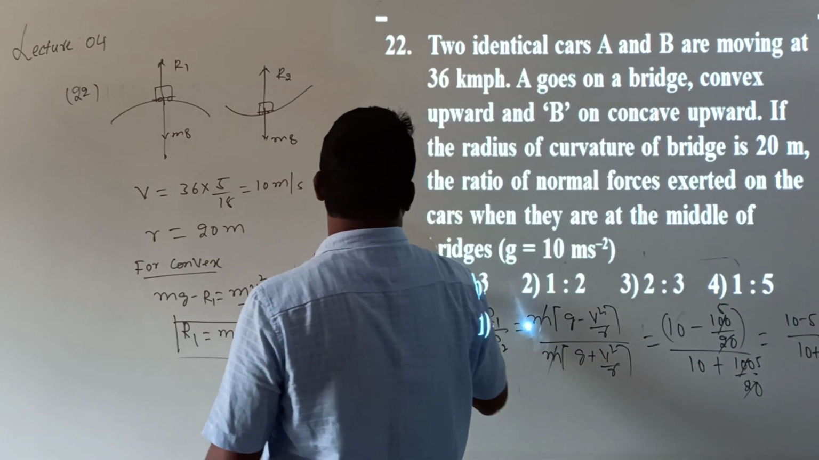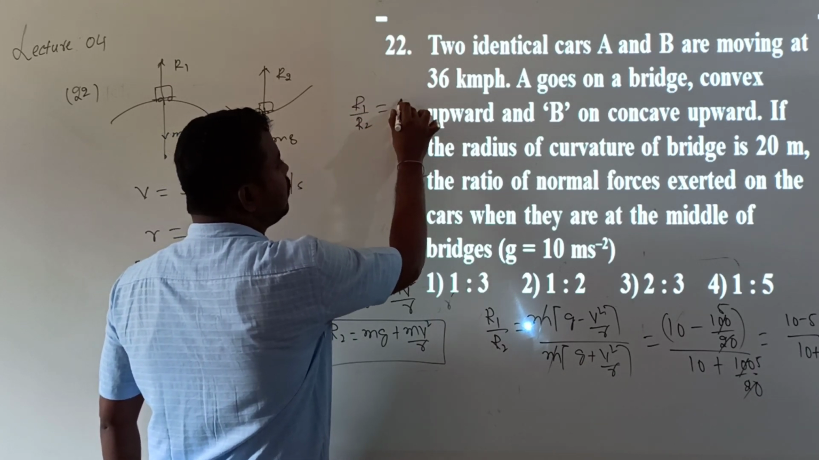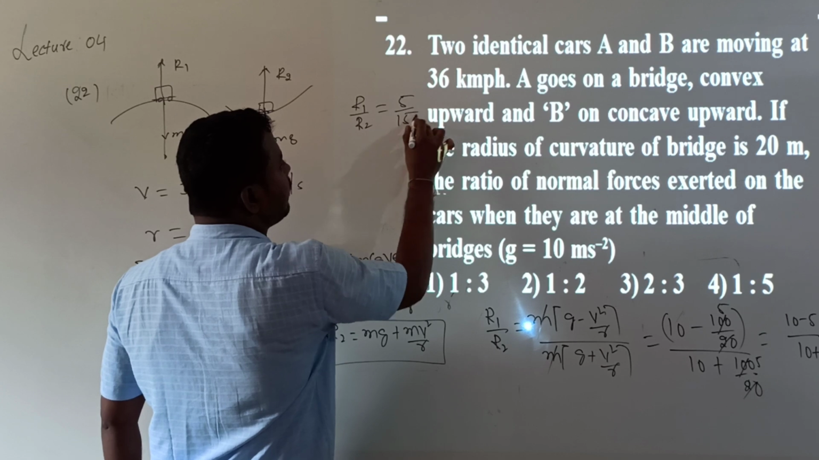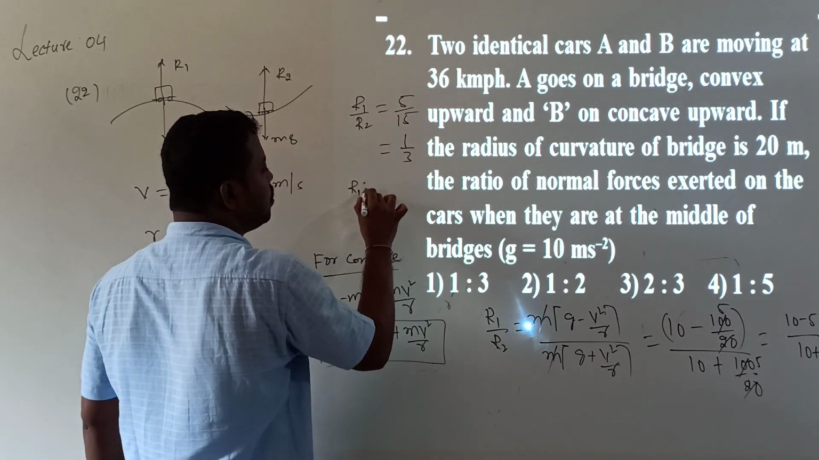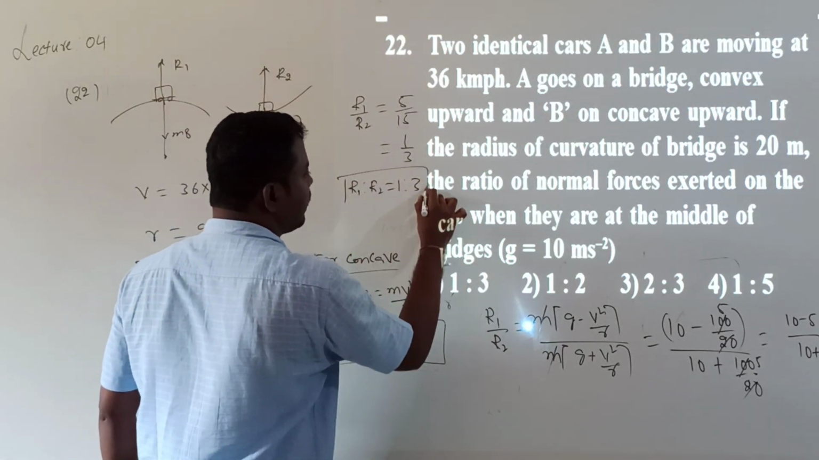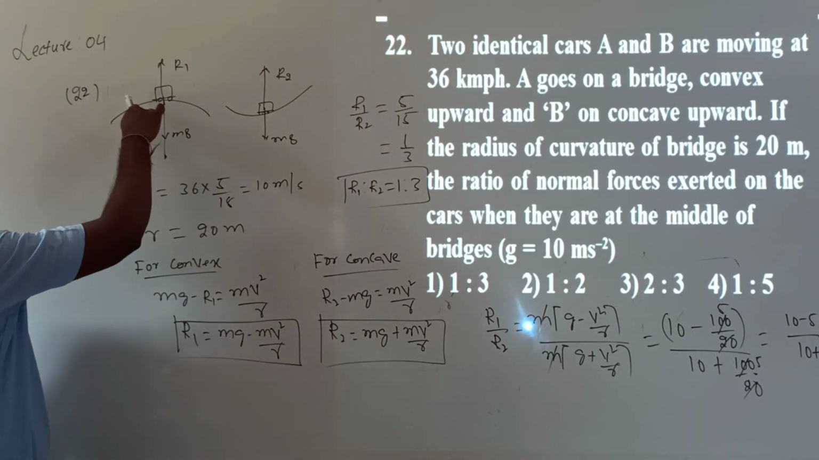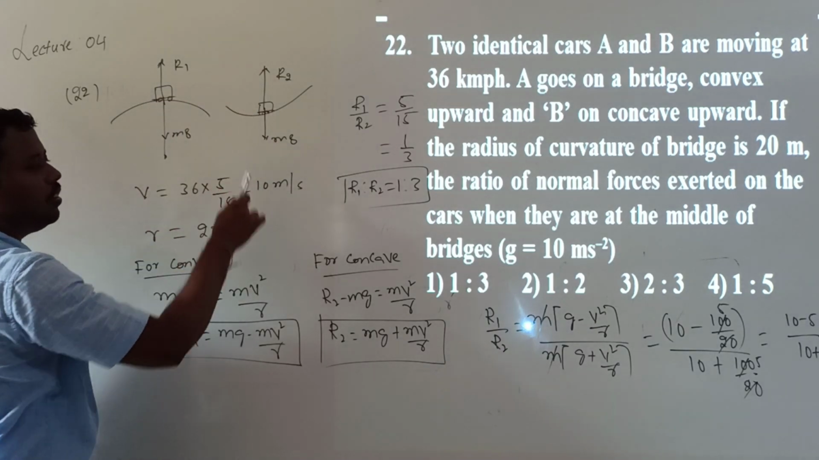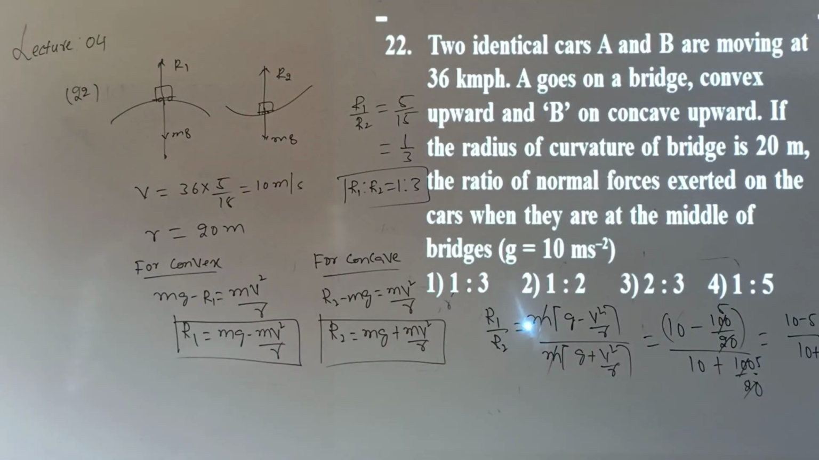Finally, what is the ratio? I will get R1 by R2 is equal to 5 divided by 15, which is equal to 1 by 3. R1 is to R2 is equal to 1 is to 3. Okay? Question understood? In which case is the centripetal force provided? This is for the convex case and this is for the concave. That is question number 20.